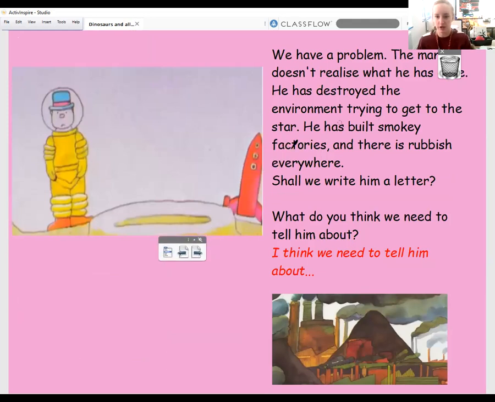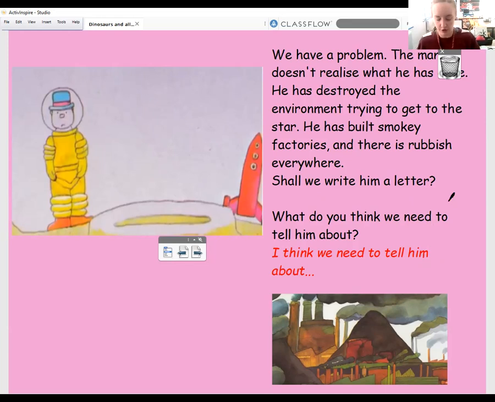But yesterday, what we started to do was start thinking about describing the pictures that we saw. Because I don't think that the man has realised that he's actually destroyed the environment around him. So he's destroyed planet Earth by trying to get up to the star, because he's built lots of smoky factories, there's rubbish everywhere, and he's causing a little bit of chaos, isn't he, really? And what was a lovely, nice, flourishing planet has now changed into a glum and miserable place, which is what we were looking at yesterday.